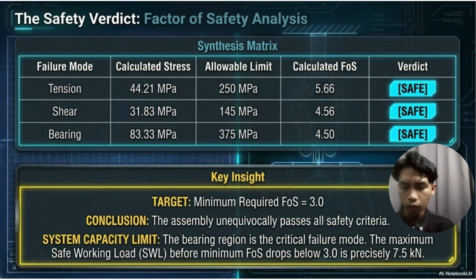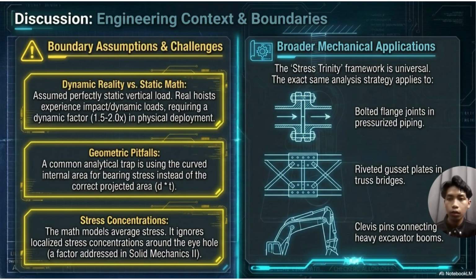What the table tells us is that all the modes are firmly in the safe zone. The bearing region is our critical failure mode, as it holds the lowest factor of safety at 4.5. In summary, the design is robust, fully compliant with our safety margins, and ready for the next phase.